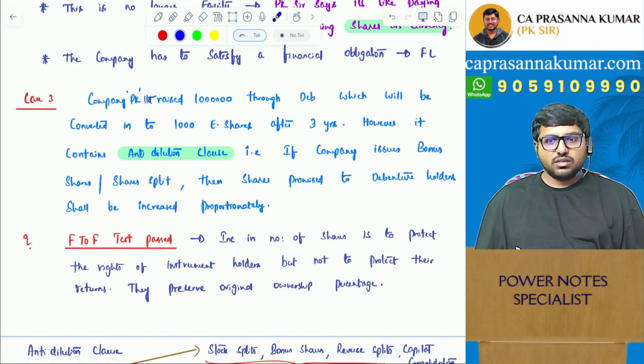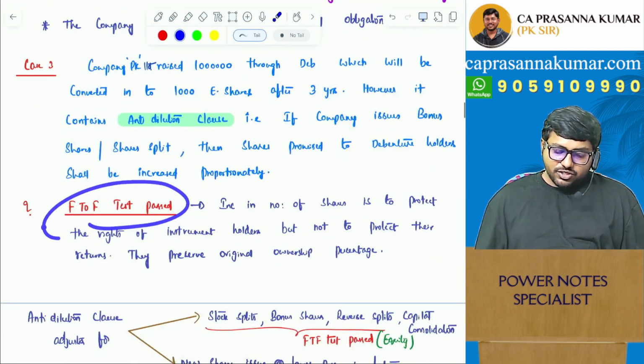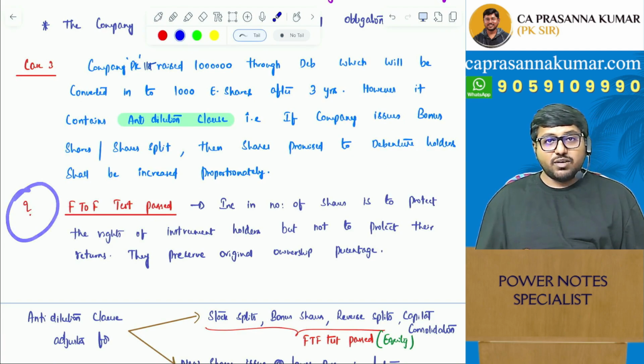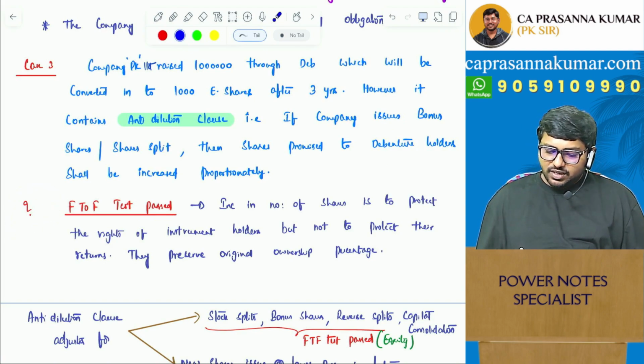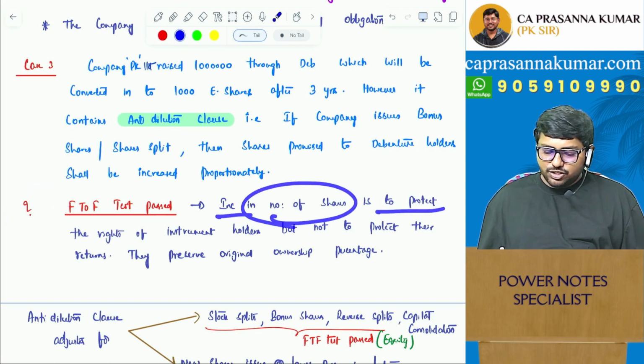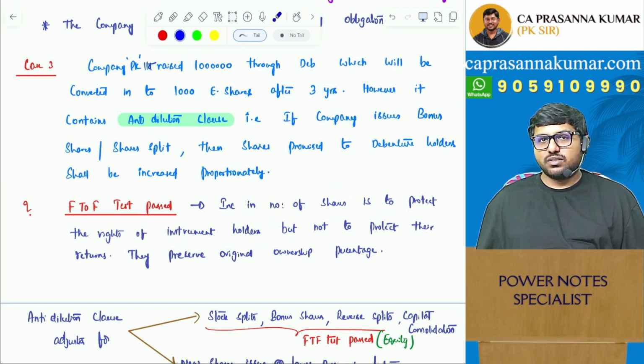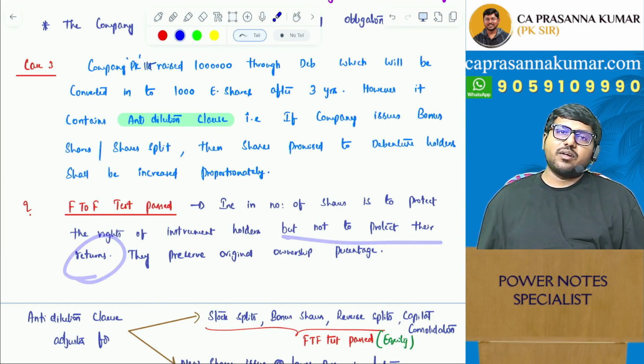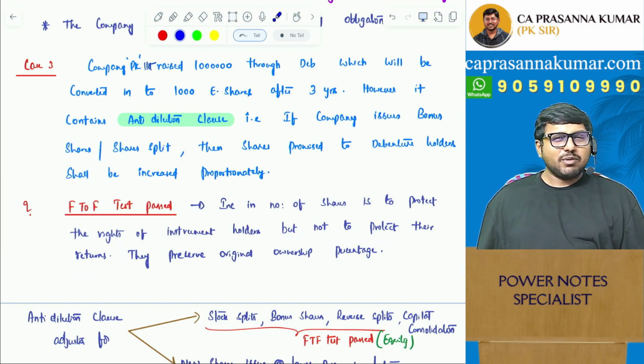Why, sir? It's very clear. The number of shares is not fixed. It is variable in nature. Fixed to fixed test is passed. That's why I put a question mark here. Why, sir? Because students will get this doubt. The increase in number of shares is to protect the rights of the instrument holder. Rights, I said, control, voting rights and all that. But not to protect their returns. Am I protecting your return?